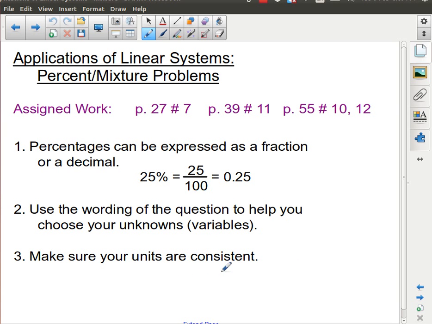And make sure your units are consistent. Usually the questions will have consistent units to start with, but don't get thrown if you see things with units that don't quite match up. It is your responsibility to make sure that those units are consistent before you go to any depth with the question. So, having said that, let's go ahead and take a look at our first example.